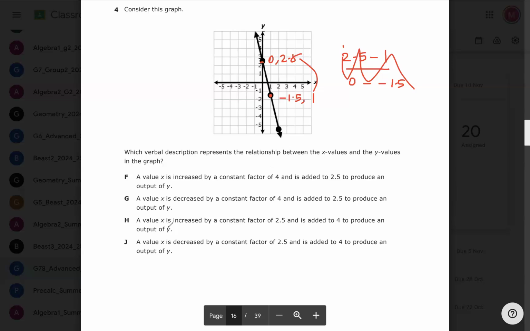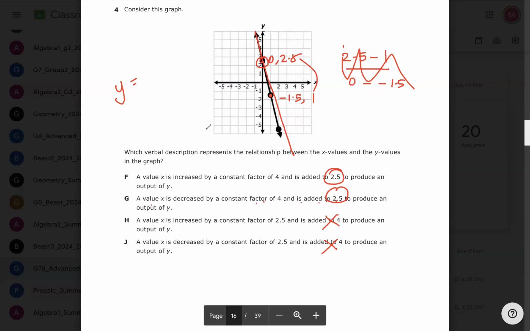So here the answer is a value x is decreased by a constant factor of 4 and is added to 2.5. So here basically they're asking you to write the equation, right? Okay, what is the intercept? Intercept is 2.5. So added to 2.5 is correct. This is incorrect. Now, the value is increased by a constant factor or decreased? The line goes down. So what happens? Decrease. So the slope is going to be negative, right?